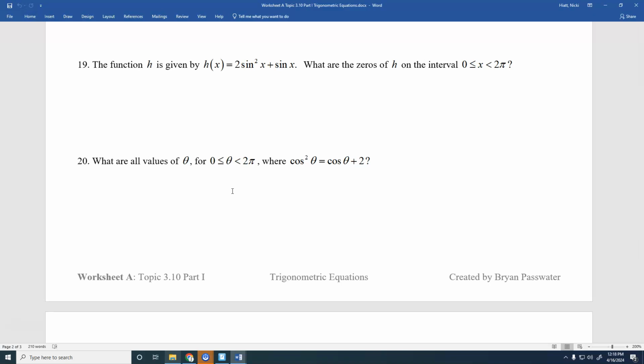Okay, so for this problem, we're still looking just from 0 to 2 pi. And it's asking us where cosine squared equals cosine theta plus 2. And so you'll see we've got a square and one that's not squared. So when that happens, it's like a quadratic. We need to move everything to one side and factor. When we do that on this problem, we are going to get cosine squared theta minus cosine theta plus 2 equals 0. How am I going to factor that?